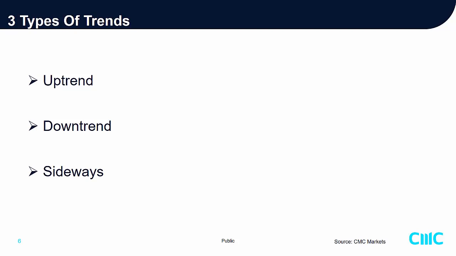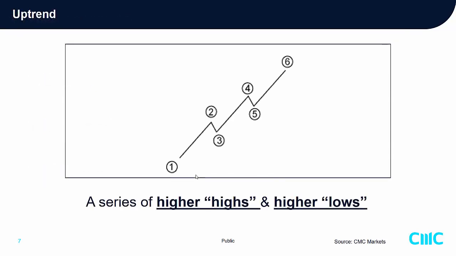All right. There are three different types of trend at any one point in time when we analyze the price action of any particular instrument: uptrend, downtrend, and sideways. So what is an uptrend? An uptrend is when we see a clear series of higher highs and higher lows. So what is a higher high? Higher highs are depicted by 2, 4, and 6 on this simple line chart. Higher lows are depicted by 1, 3, and 5.